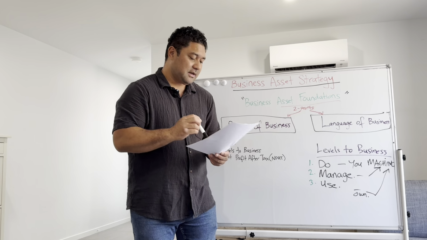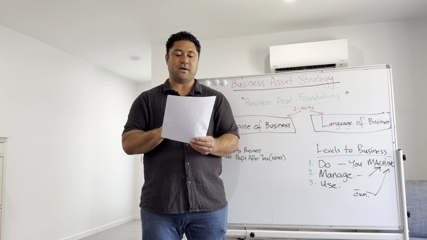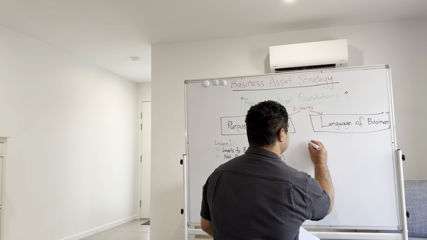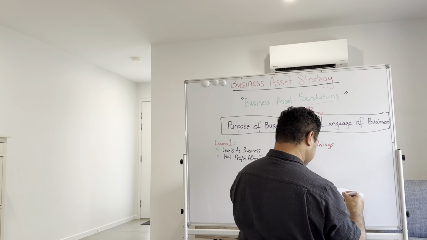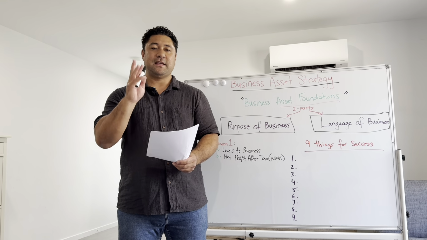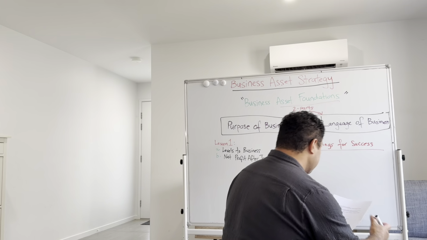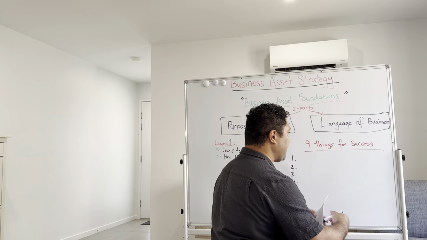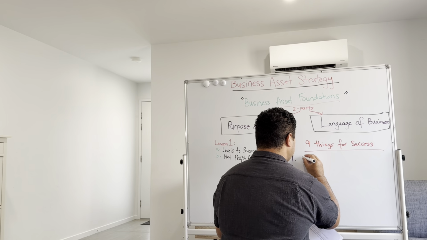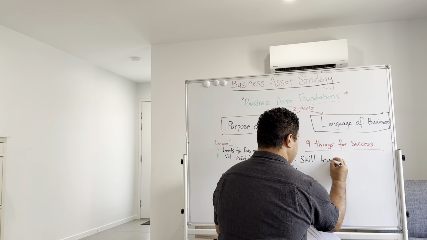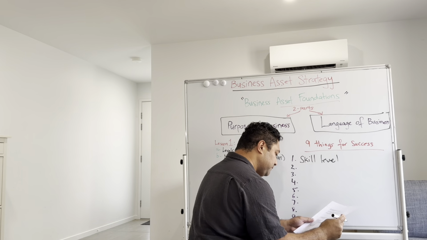And what I got here, the last thing, the following are 9 things to work on. Okay, so the last part of levels to business are these 9 things. These things will help you determine your level of success as well as the timing of your success. So the first one is your skill level. Okay, make sure you work on this.